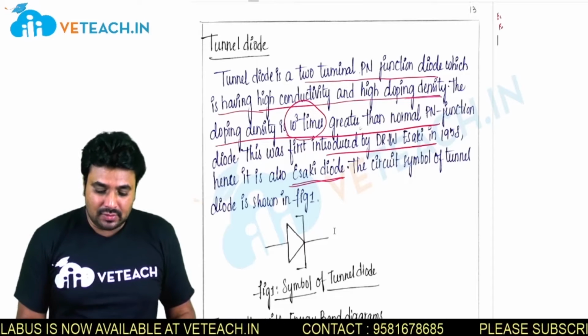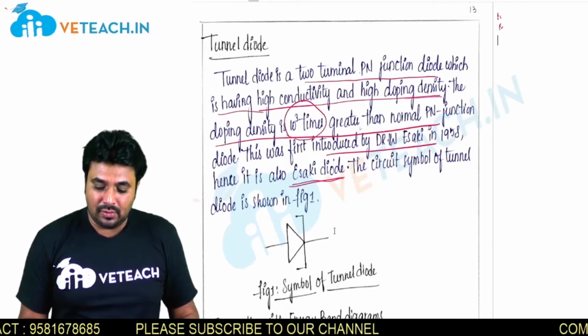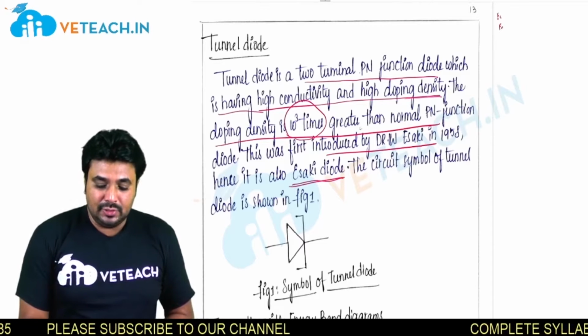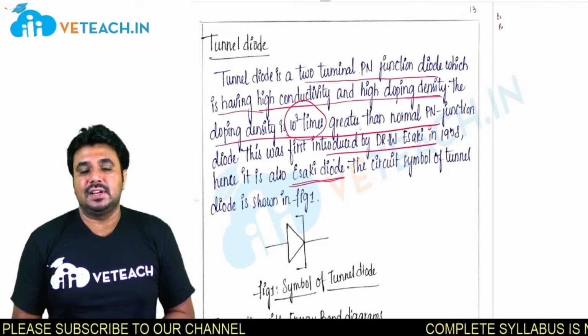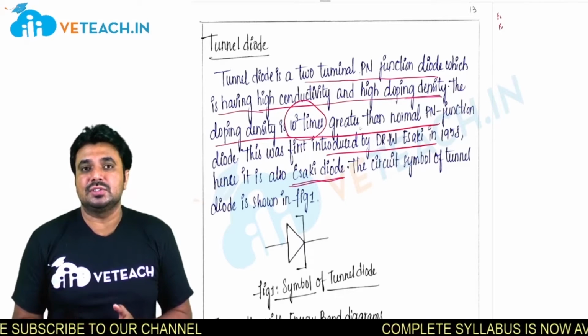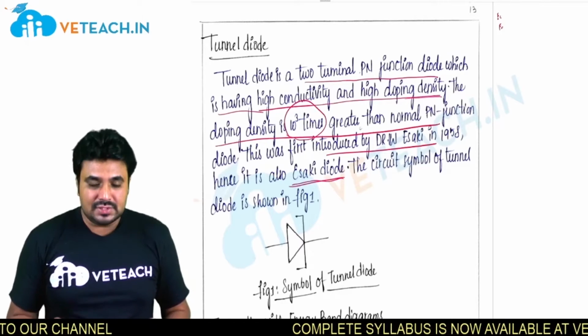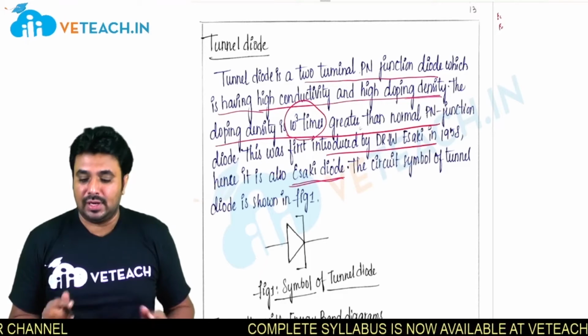Now we will see what is inside the tunnel diode and what is happening in it. It was introduced by the scientist Dr. Esaki, so we can also call it an Esaki diode. Now we will see the symbol of the tunnel diode.